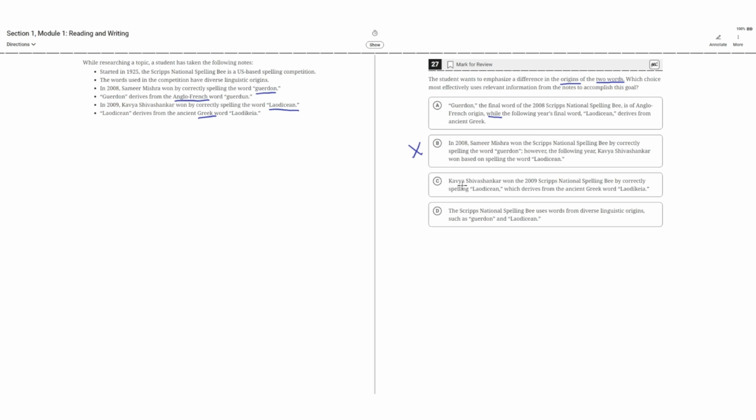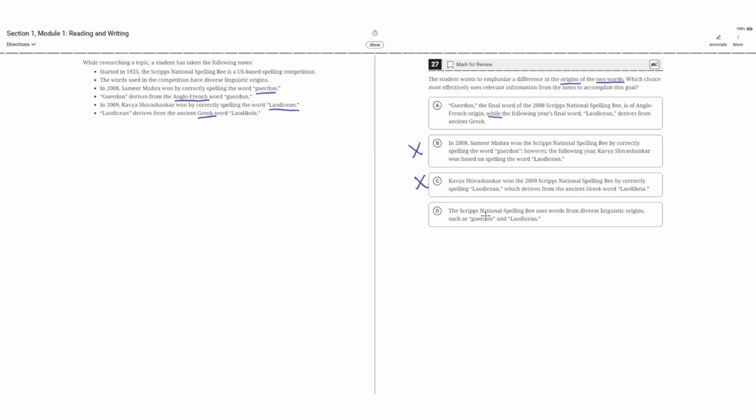Answer choice C. Kavya Shiva Shankar won the 2009 Scripps National Spelling Bee by correctly spelling Laodicean, which derives from the ancient Greek word Laodikeia. Okay, this is not a good answer choice either, because this simply talks about one word, the word in 2009, and its origin. It should have also mentioned the word in the previous year and contrasted the origin of Laodicean with the origin of guerdon. But answer choice C did not do that. It only mentioned one word and its origin. So it's not emphasizing a difference between the origins of the two words.